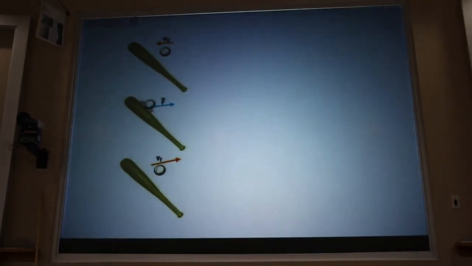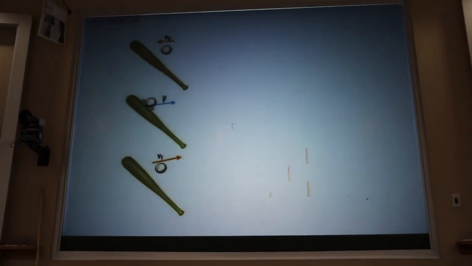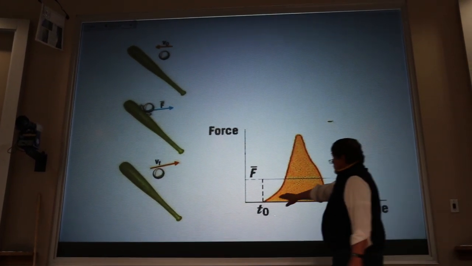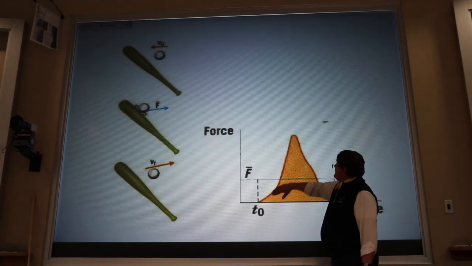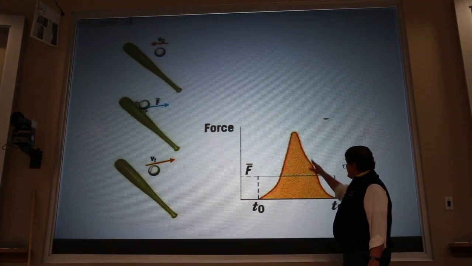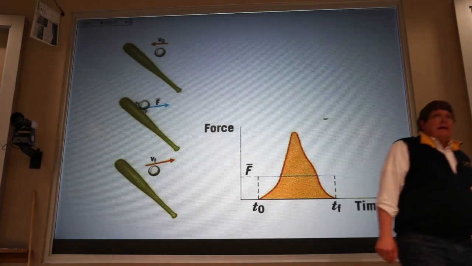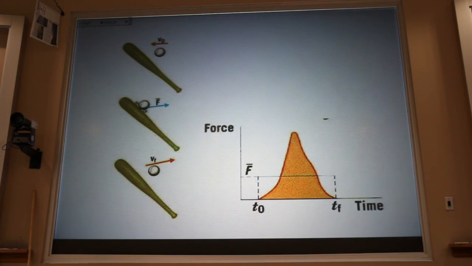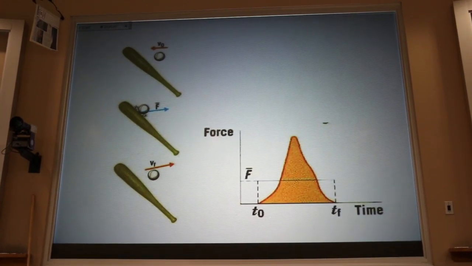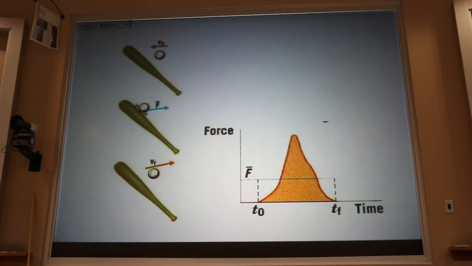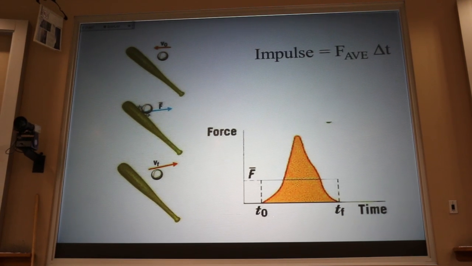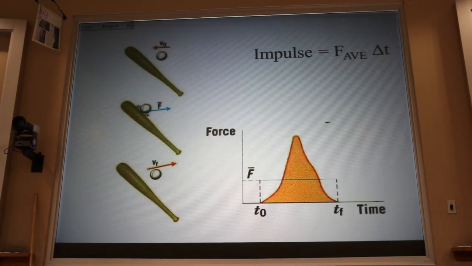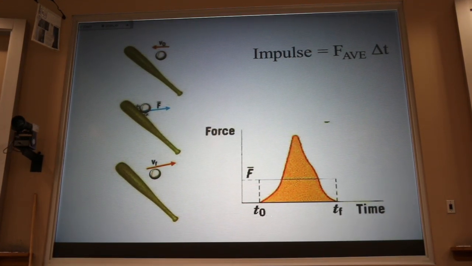If you hit a ball with a bat, the force acting on the ball is going to start at 0 when the ball first comes in contact with the bat, it's going to ramp up to some maximum value and then ramp back down. Now you can calculate the impulse either by using calculus, which isn't our first choice, or you can just take the average force over that time and multiply by the time. Does that make sense?